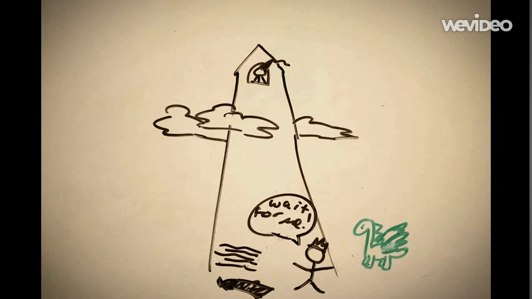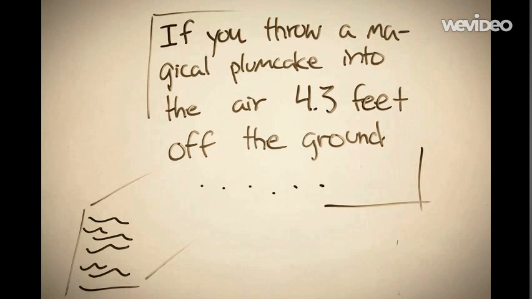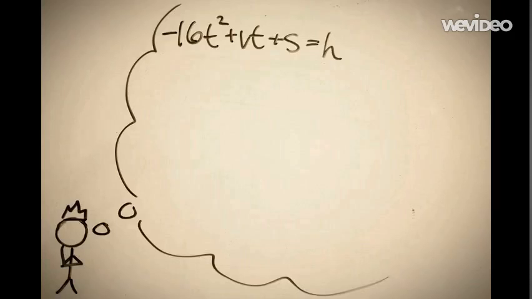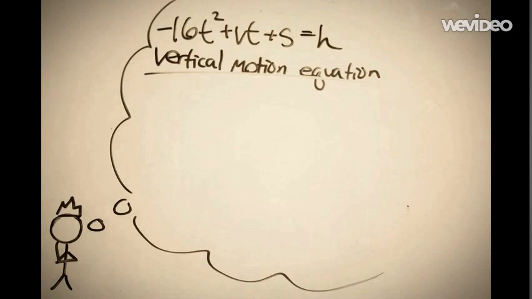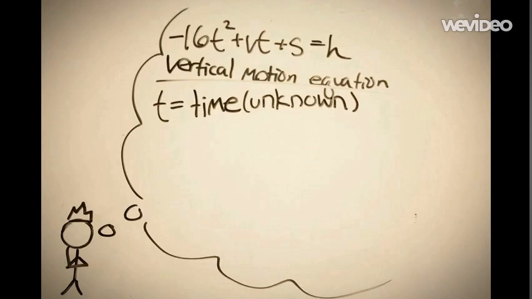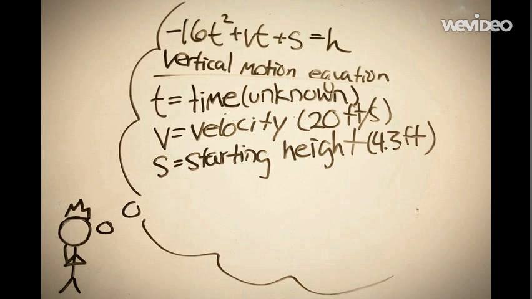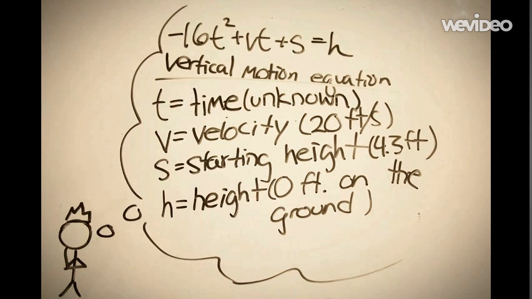On the tower, there's a word problem that breaks the spell of the dragon, so they can take them back home. If you throw a magical plum cake into the air 4.3 feet off the ground, with a velocity of 20 feet per second, when will the magical plum cake reach the ground? The equation is negative 16t squared plus vt plus s equals h. It's called the vertical motion equation for when things get thrown and fall. T stands for time, which is what we're supposed to find. V stands for velocity, which is 20 feet per second. S is starting height, which is 4.3 feet. H stands for height, which is 0 feet off the ground.